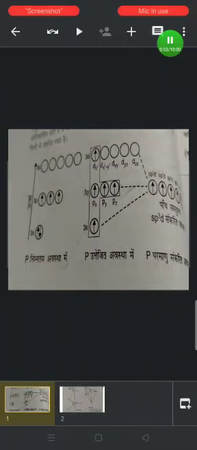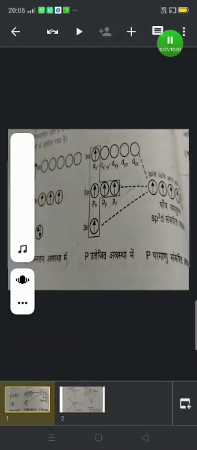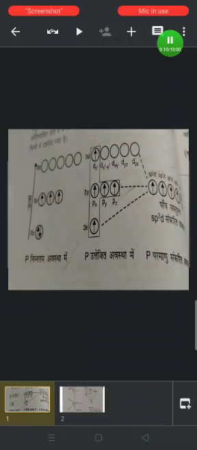Now, in this lecture, we shall study the geometry of PF5 molecule. The shape of PF5 molecule is trigonal bipyramidal.